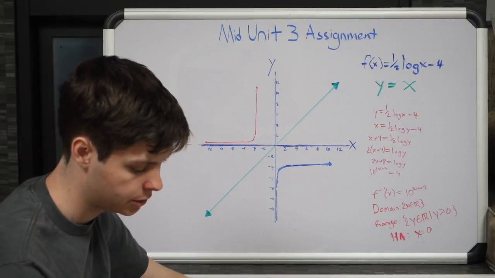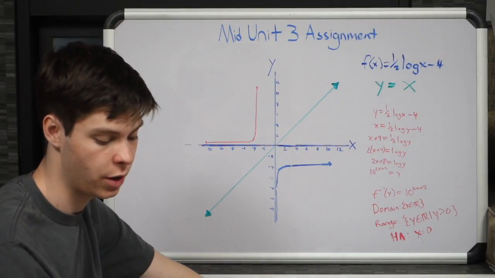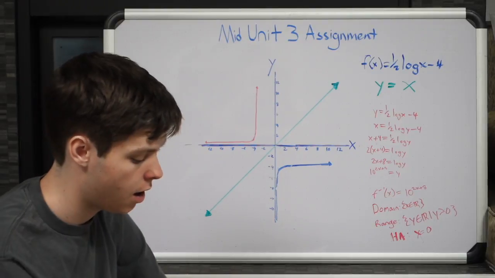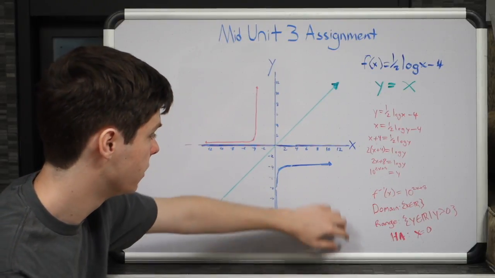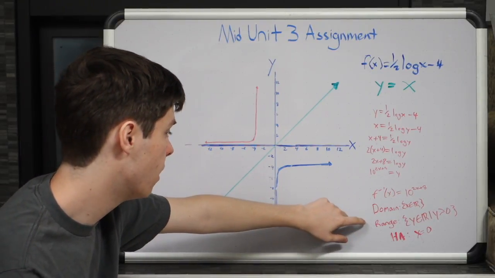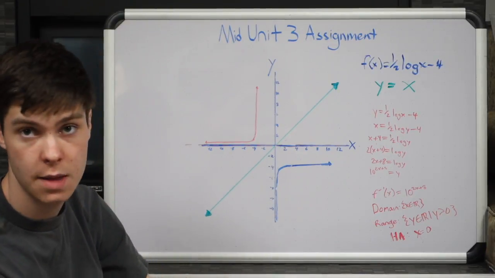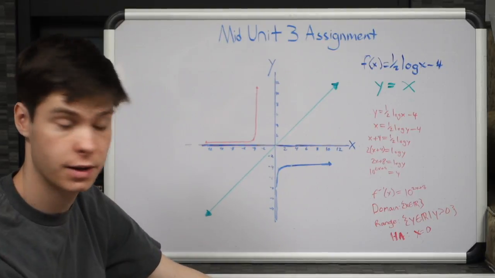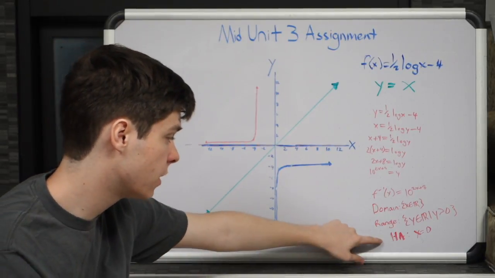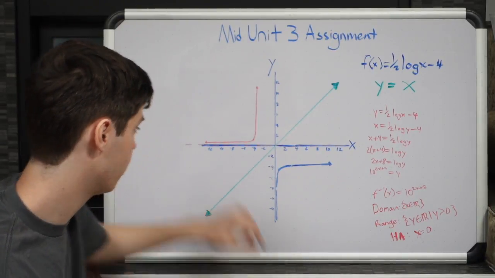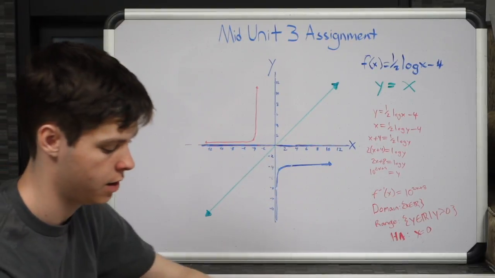And then it says, determine the domain, range, and the equation of the asymptote of the inverse of f of x. So I did that right here. The domain is x is an element of the real numbers, and the range is y is an element of the real numbers, and y is greater than 0. And the horizontal asymptote is x equals 0. So that's the dotted red line there.